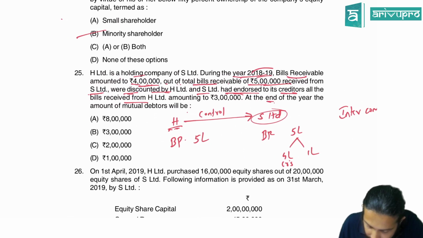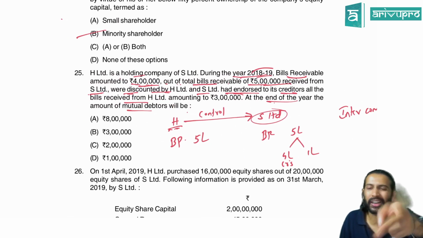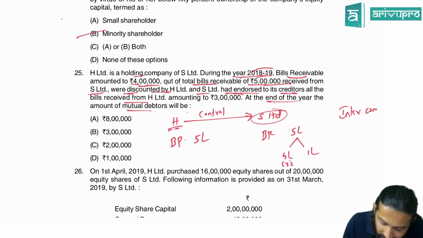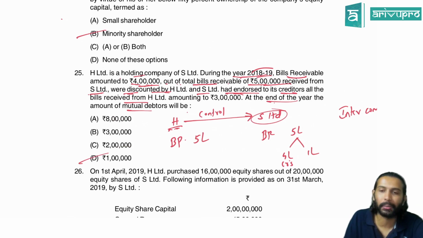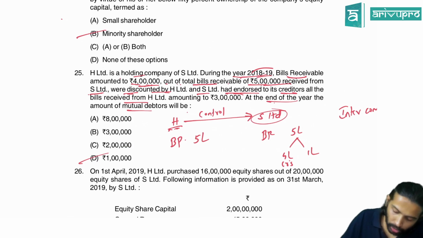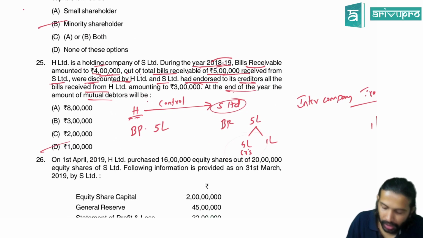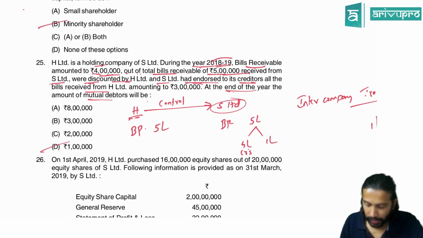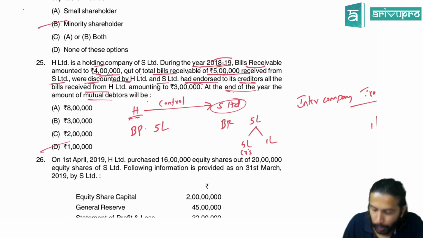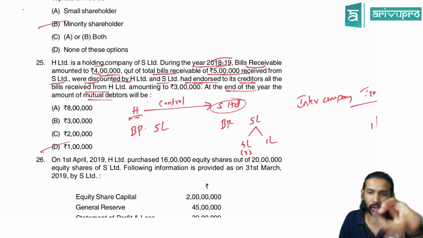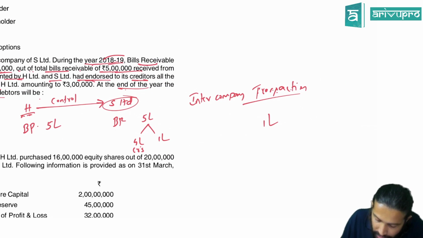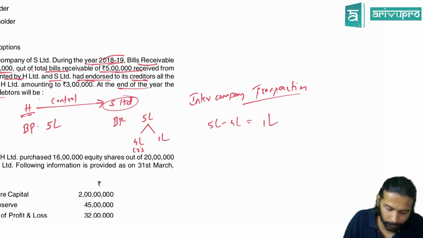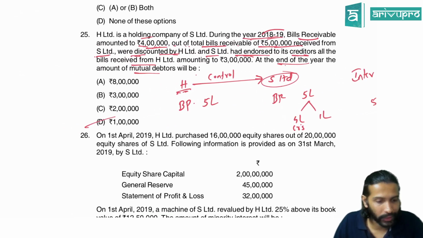Check, what are they asking? At the end of the year, the amount of mutual debtors. Mutual debtors means the intercompany transaction. Is it 5 lakh, 4 lakh, or 3 lakh, 2 lakh, 1 lakh? How much is the mutual or intercompany transaction? Only 1 lakh. Suppose this endorsement did not happen, then mutual debts would have been 5 lakh, the whole thing. But because this endorsement happened, you have to pay this to outsiders. This can't be mutual debtors or an intercompany transaction. Hence we write 5 lakh minus 4 lakh, which is equal to 1 lakh. This should be the option. 1 lakh is the answer for question number 25.